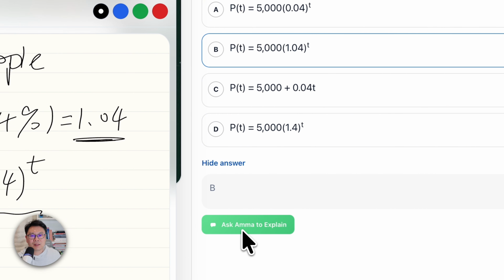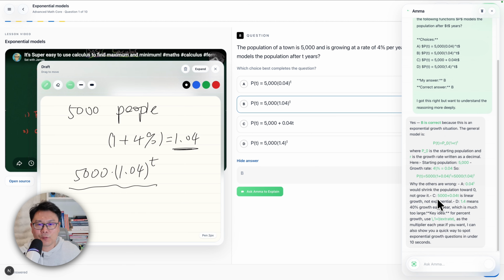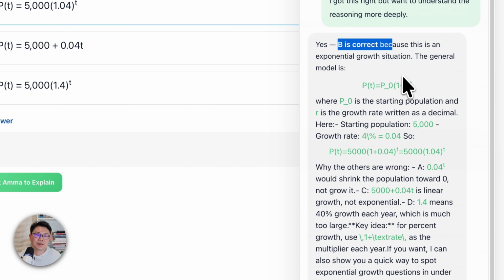Again, you can click Ask Emma to explain. If you have downloaded the iPad app, you can have voice input and voice output just like a real tutor. So then you have it check that B is correct. Yes, B is correct. It checked it for you and explained a little bit.